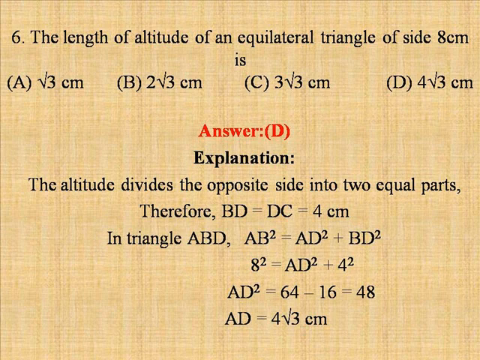The altitude divides the opposite side into 2 equal parts. Therefore BD equal to DC equals to 4 cm. In triangle ABD, AB square equals to AD square plus BD square. So from there if you put the value of AB and BD, you are getting AD square equal to 48. So the altitude AD equals to 4 root 3 cm. So the answer is option D, 4 root 3 cm.